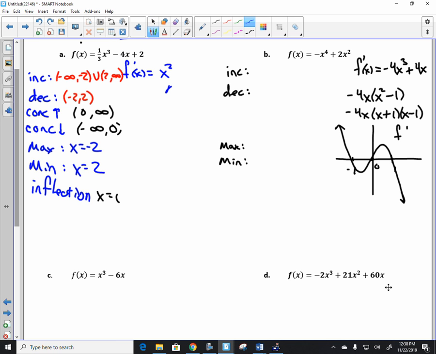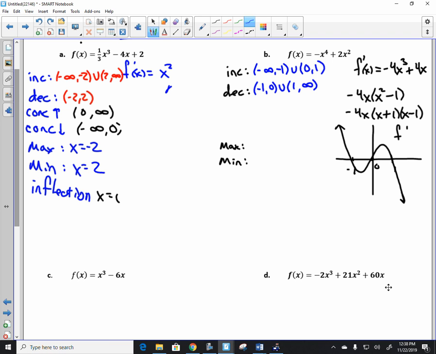So where is the original function increasing then? From where to where? Negative infinity to negative 1, union with 0 to 1. Where is it decreasing? Negative 1 to 0, union 1 to infinity.